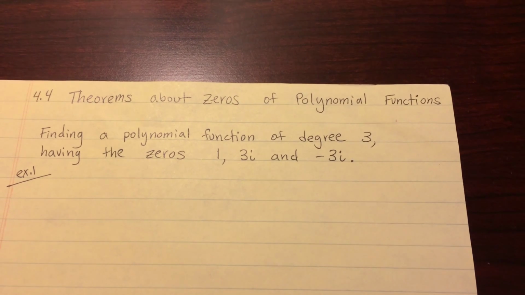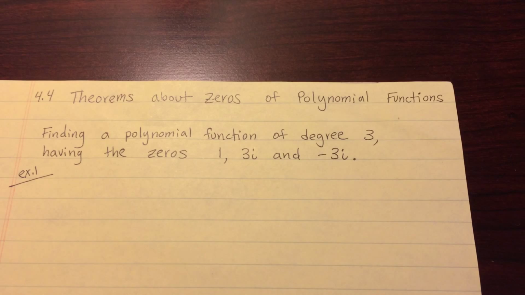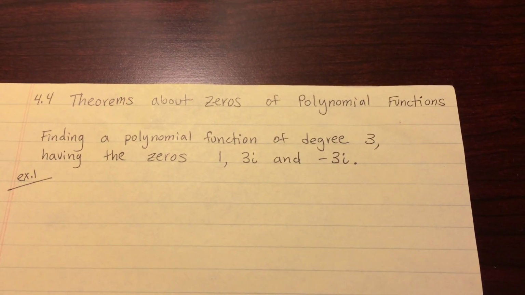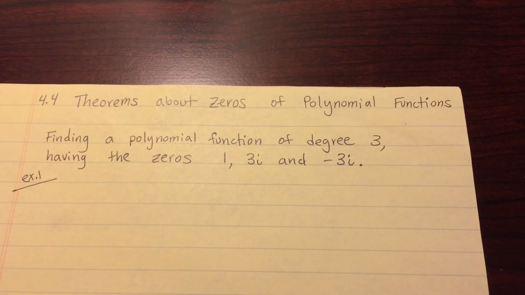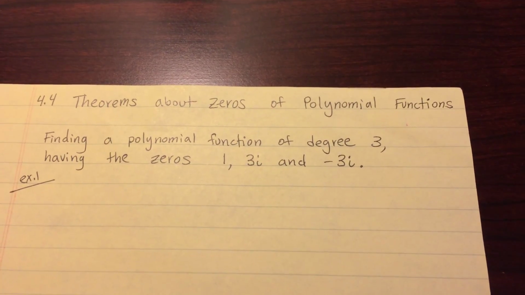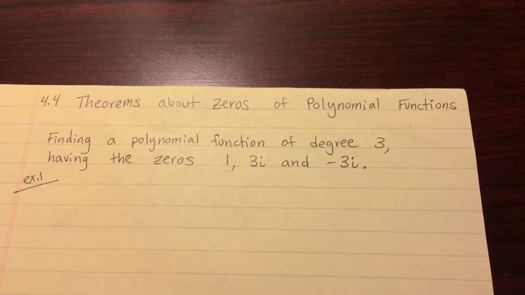This section is on 4.4, theorems about zeros of polynomial functions. So the first example is finding a polynomial function of degree 3. We know we're going to have x to the third because that says degree of 3. But it also says it has the zeros 1, 3i, and negative 3i.